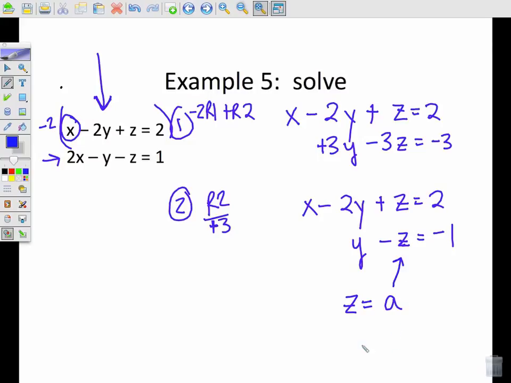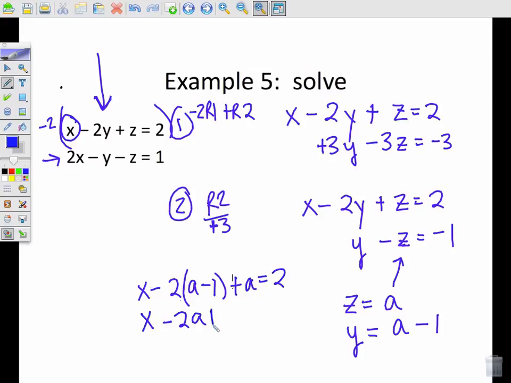And if z is equal to a, then y is going to be equal to, if I add it over to the other side, a minus 1. And I back substitute for x to find my other variable. So 2 times a minus 1 plus a is equal to 2. So we've got x minus 2a plus 2 plus a equals 2. My 2's cancel. You have x minus a is equal to 0. So x is equal to a.